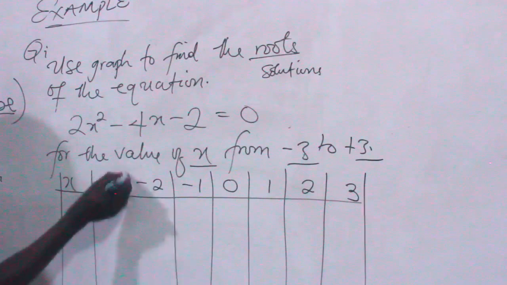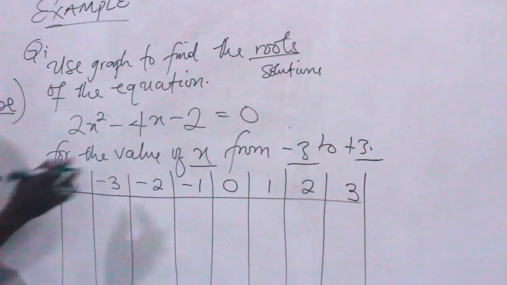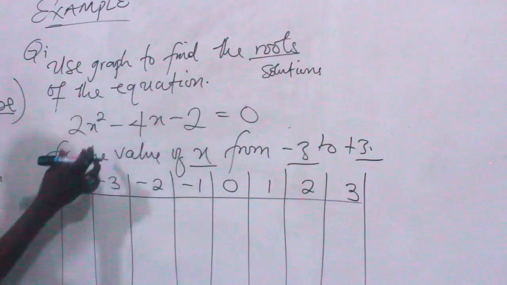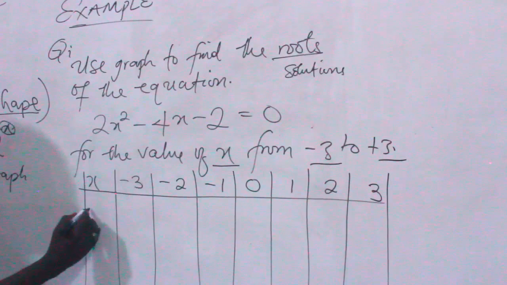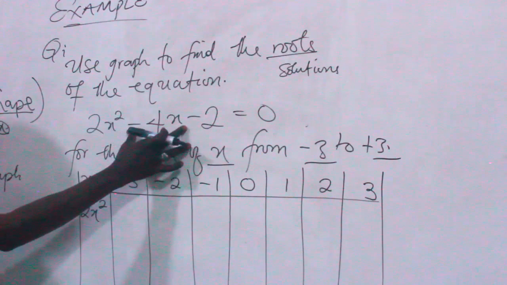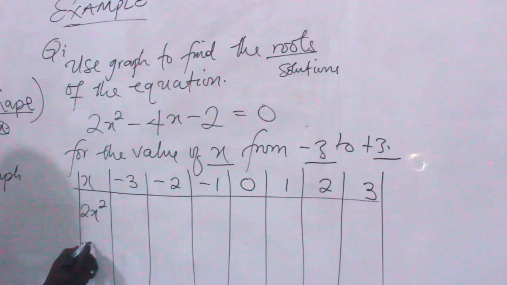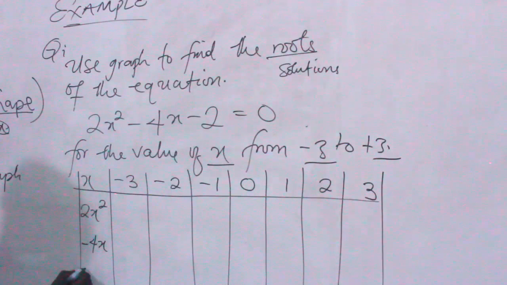So make a table. This is the easiest way. Next step is to take the equation. Here we have 2x squared, which is the square term. Write it down here. Minus 4x, write it down here. Minus 2, which is the constant term.